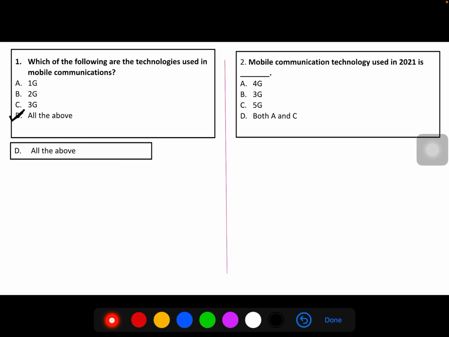Next question. Mobile communication technology used in 2021 is, 2021 meaning the present scenario. And in the present scenario, you all must be aware that we are mainly using 4G and 5G. So the correct option is both A and C, that means 4G and 5G.